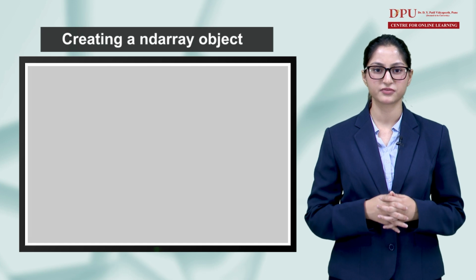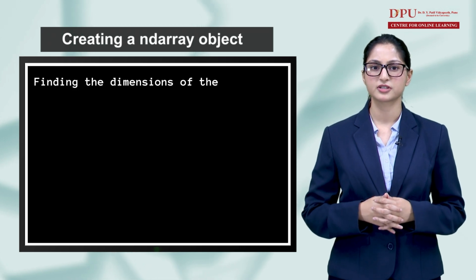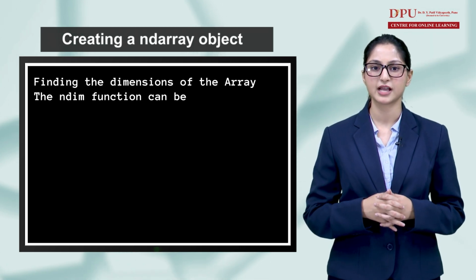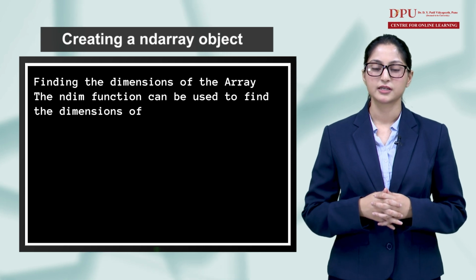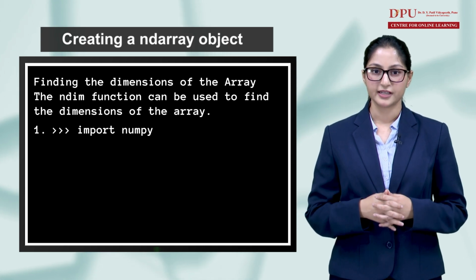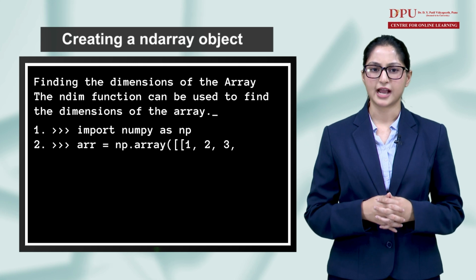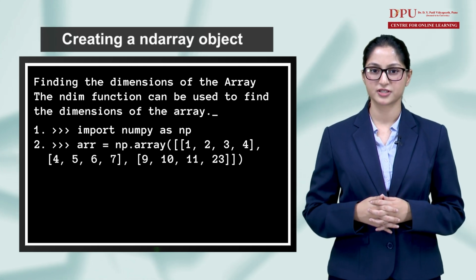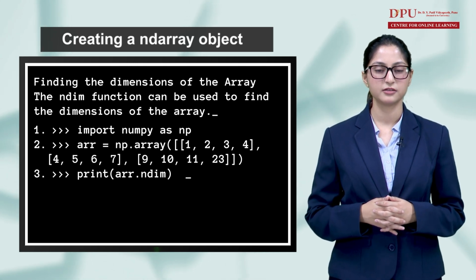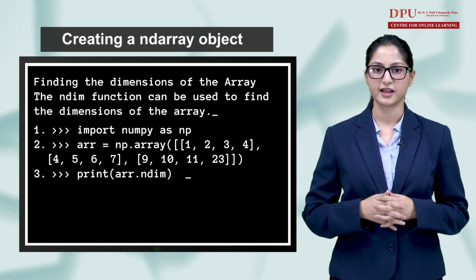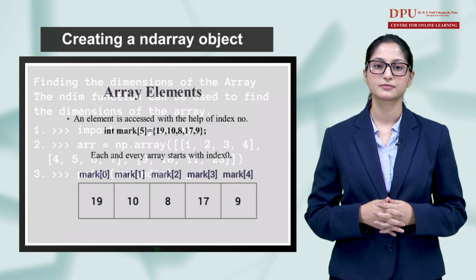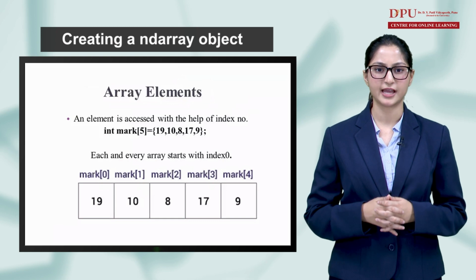Finding the dimensions of the array. The ndim function can be used to find the dimensions of the array. Import numpy as np, arr = np.array(), with the following digits passed as parameters to the method. Print arr.ndim.